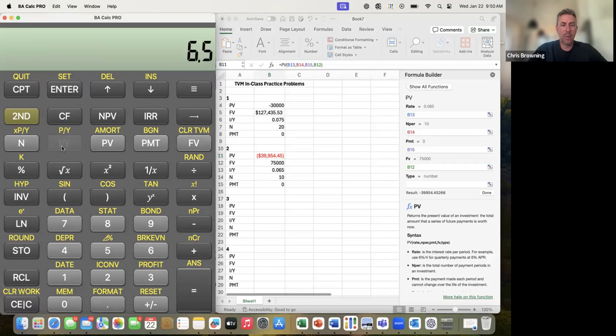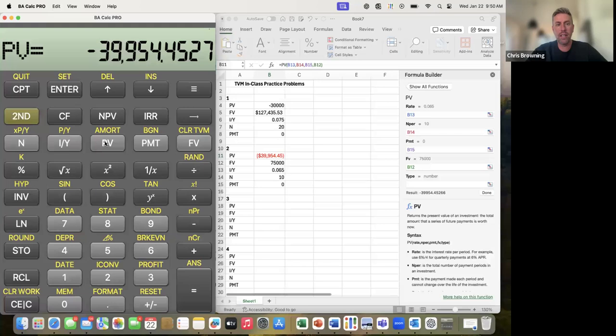6.5 is our IY, 10 is our N, 0 is our payment, and then we can hit compute present value. And we get the exact same answer, okay? Again, the calculator is just telling us that that number is an outflow. All right, let's keep on going.